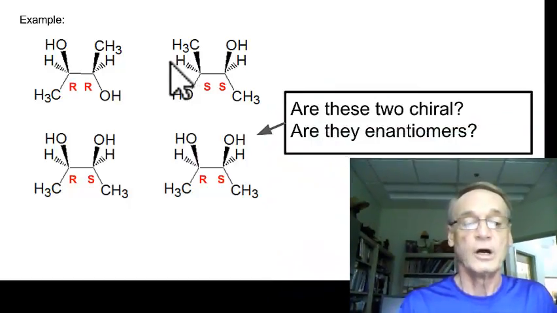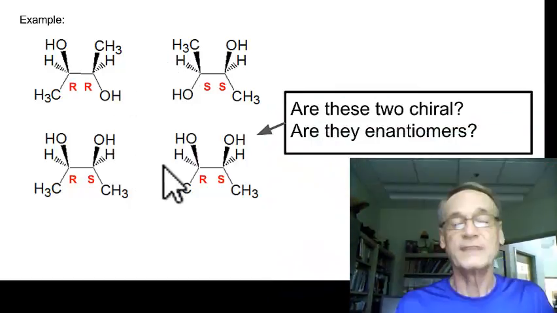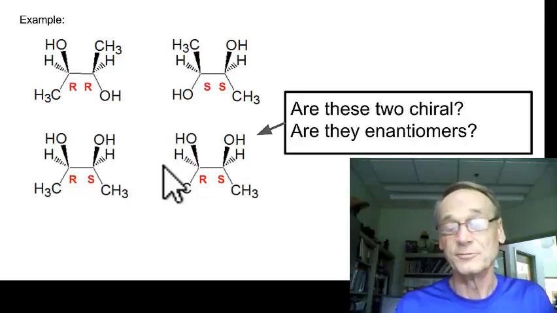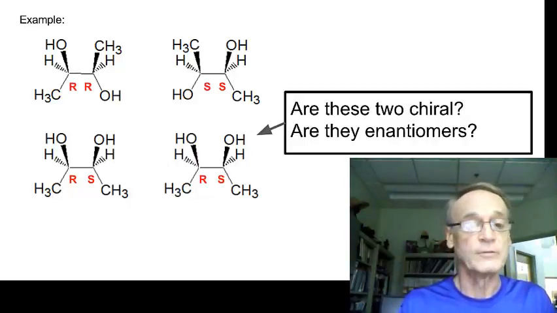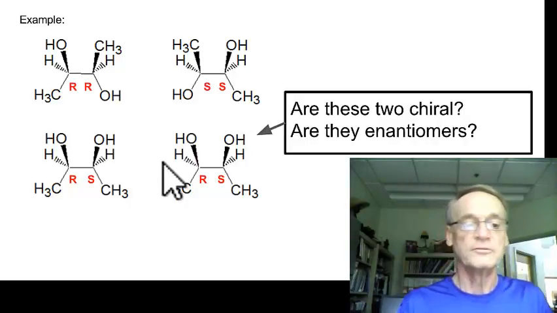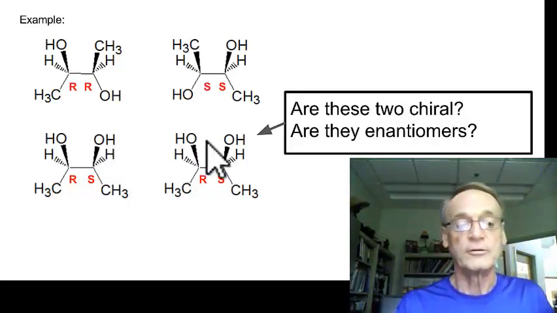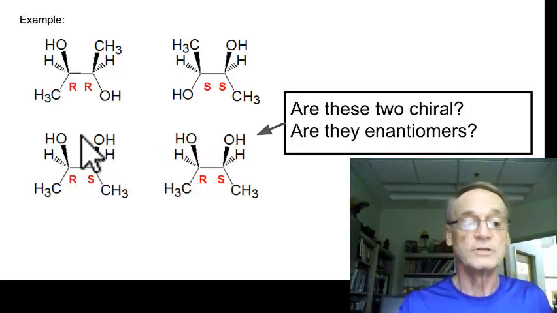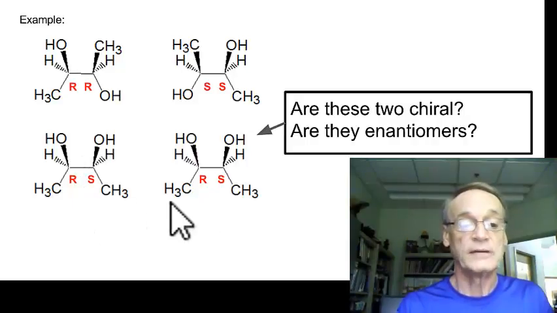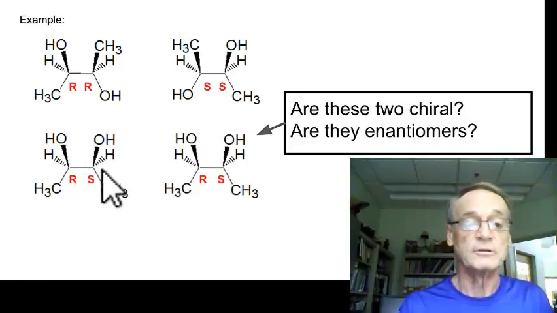Now, are these two chiral? In fact, it's almost wrong to say these two, because remember, they're the same thing as each other, so you really can't refer to them as two different things. But this molecule, is it chiral? And the answer is no, not chiral, because it has a plane of symmetry. And of course, this one does too, since it's the same thing as that one.